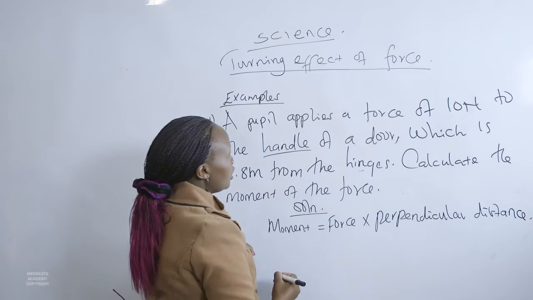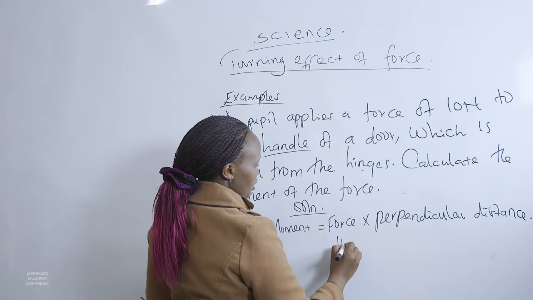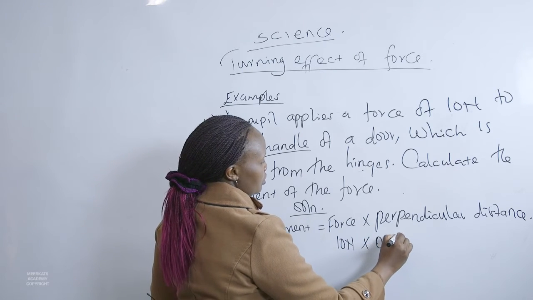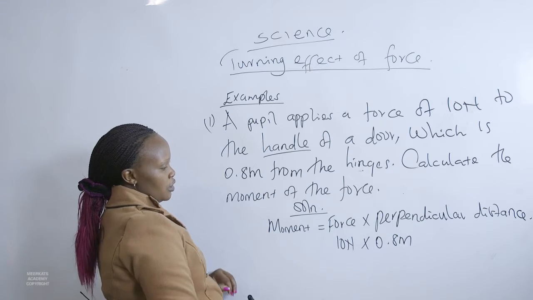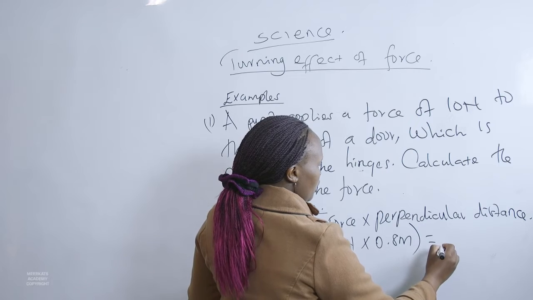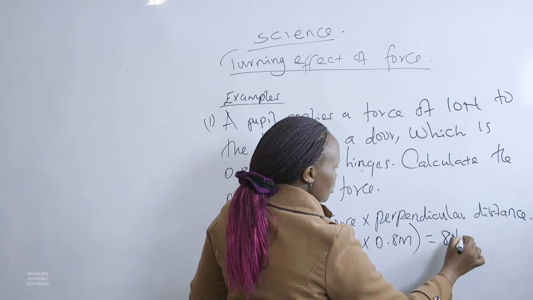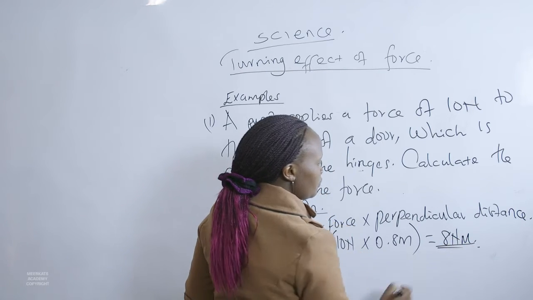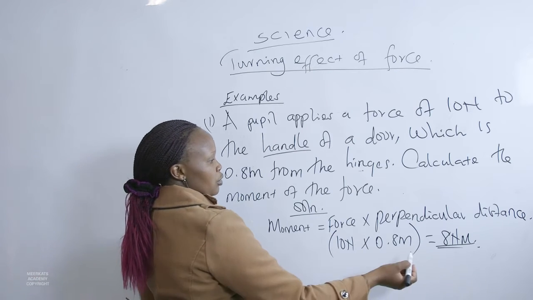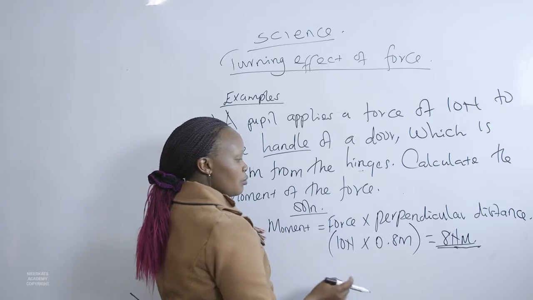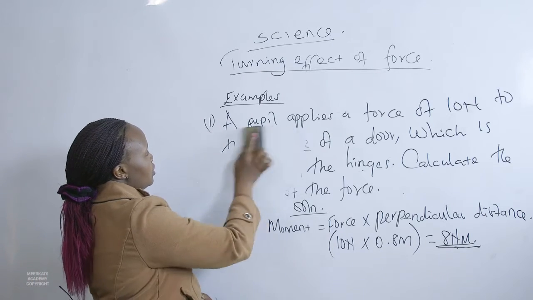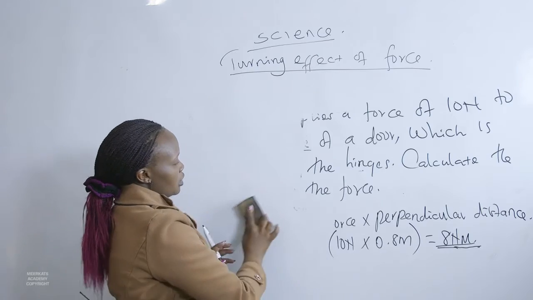In our case here, we have a force of 10 newtons acting about 0.8 meters from the point of support, and therefore our moment is going to be 8 Newton meters. 8 Newton meters. It is good to note the units of moment of force are actually Newton meters. Now, let us look at another example.